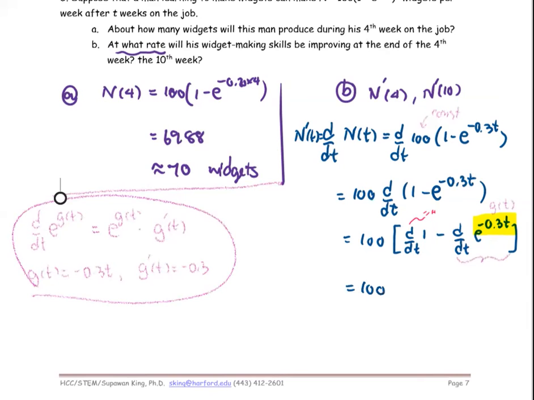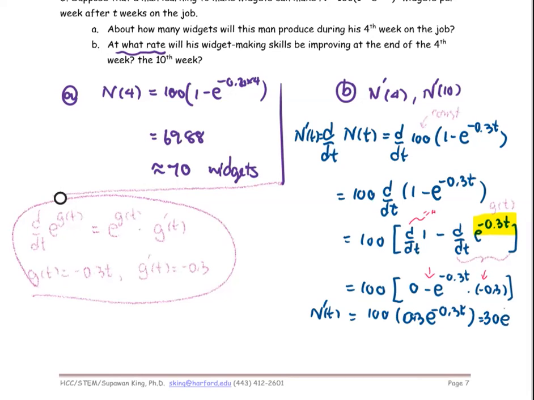Now we get 100 multiplied by 0, which is the derivative of the 1, minus e to the negative 0.3t times negative 0.3. Simplify, and n prime of t is 100 multiplied by 0.3 e to the negative 0.3t, because the negative sign here and the negative sign here multiply to become positive. Simplifying further, n prime of t is 30 times e to the negative 0.3t. Now we are going to compute at 4 and at 10.